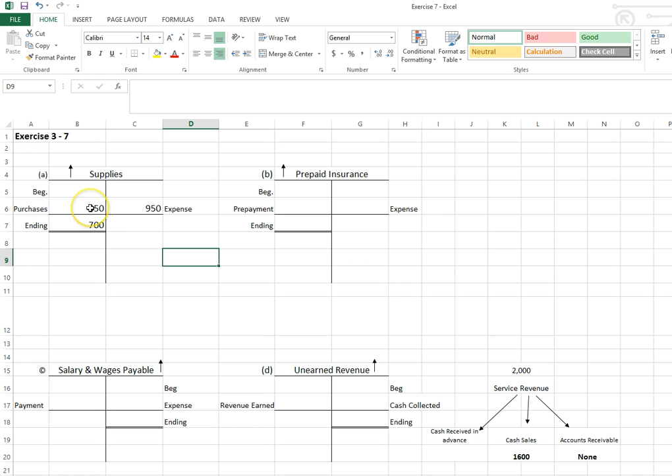So they purchased 850, they used 950, and they ended up with 700. So you're just doing your arithmetic, what plus 850 minus 950 will give us $700. And we can solve for our $800 beginning balance. 800 and 850 gives us 1650 minus our 950 gives us 700. Okay? You might want to work ahead and see if you can do B on your own.